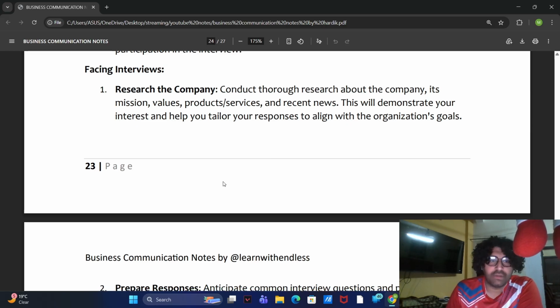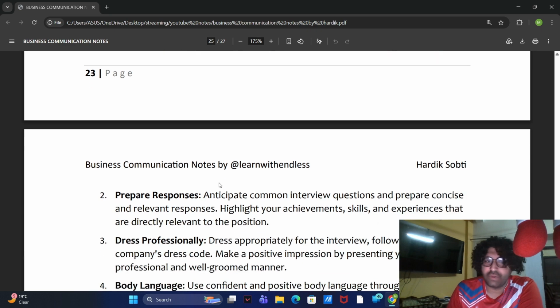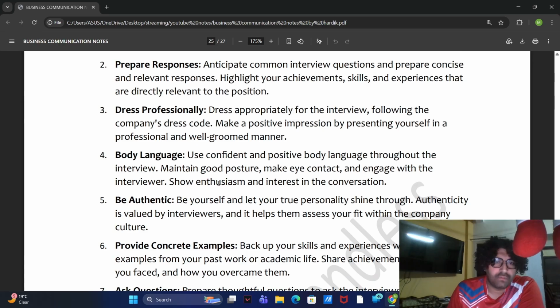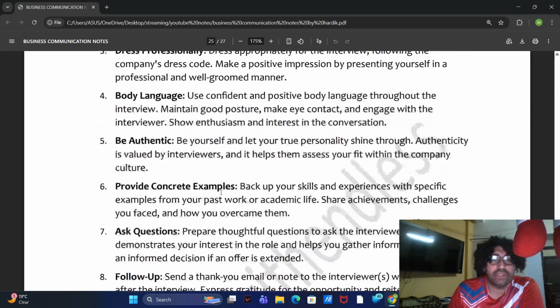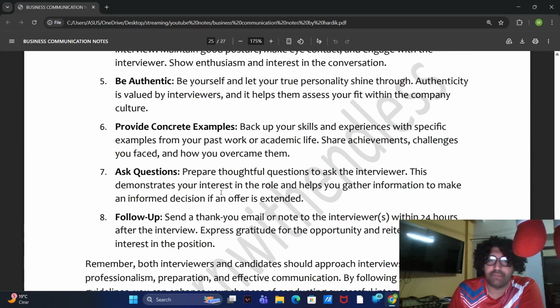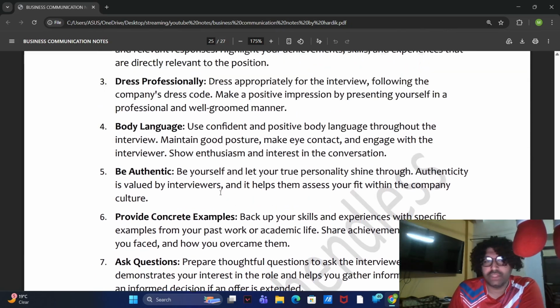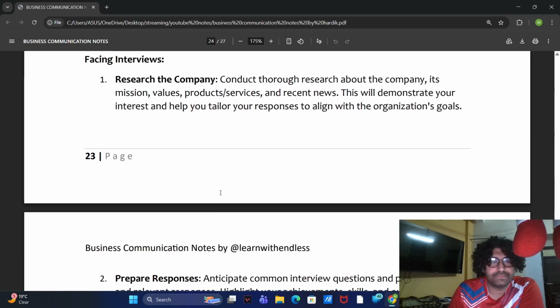First, research the company. Then prepare responses. Remember to dress professionally. Work on your body language. Be authentic. Provide concrete examples. Ask questions. Let's go through them in detail one by one.